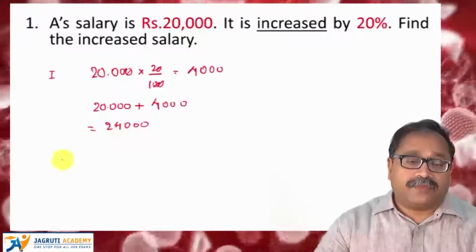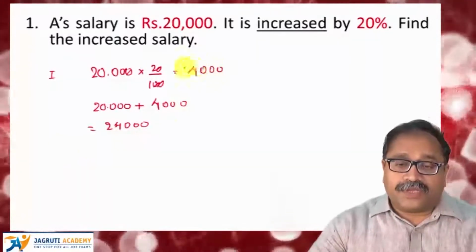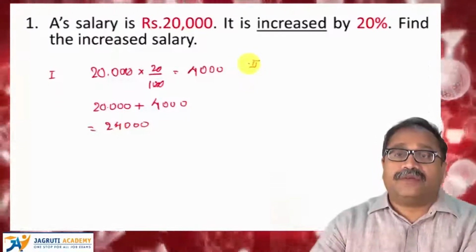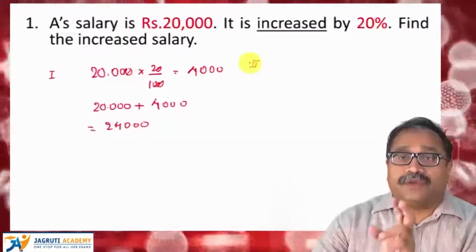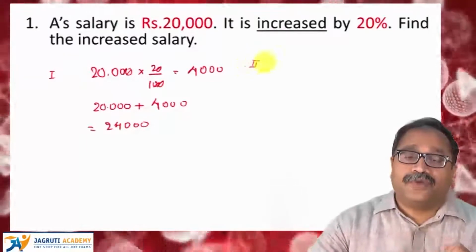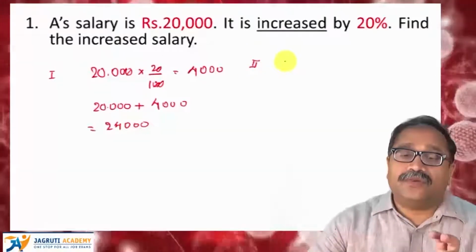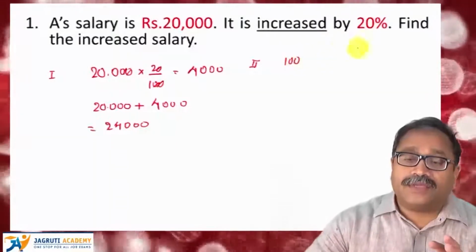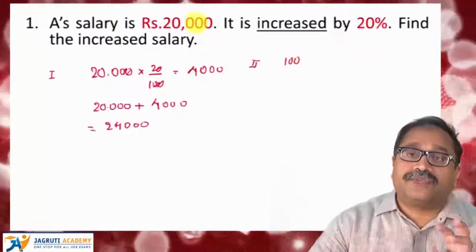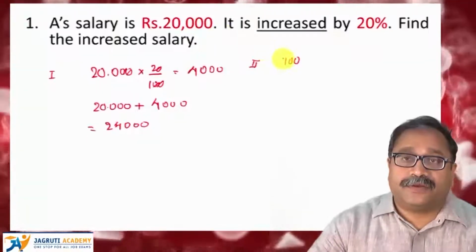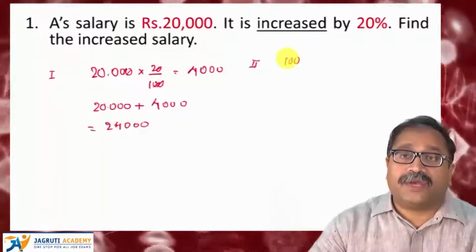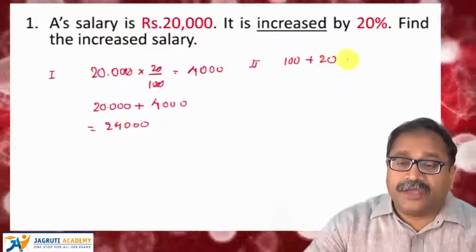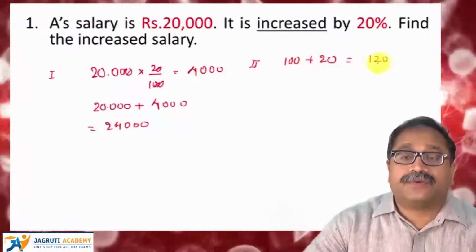There is another way, the percentage approach. If any number increases by a certain percentage, that percentage has to be added to 100. For example, the initial value of any number is 100%, and in this case the initial salary, which is 20,000, is 100%. As it is increased by 20%, I do 100 plus 20, it becomes 120%.